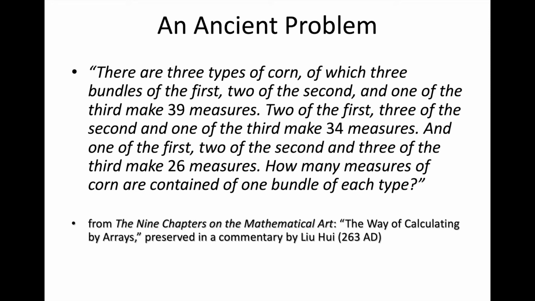And then finally, we know if you take 1 of the first, 2 of the second, and 3 of the third, you get 26 measures. So that should be enough information for us to figure out how many measures there are of each type of corn. So the first type of corn, the second type of corn, and the third type of corn, how much a bundle of each type would measure. How many measures are in each type of bundle. So that's what we're trying to figure out.